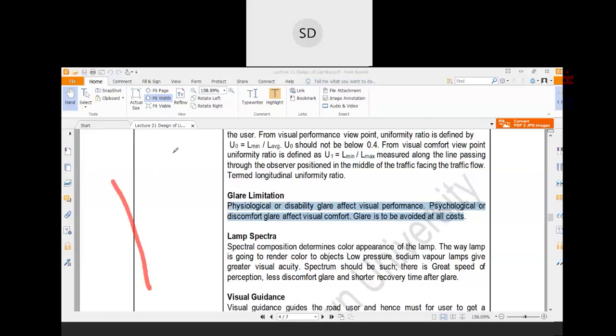First thing is using the dipper. Another thing is, suppose a divider is there. In the divider you install some vegetation, some trees, or you just increase the height of the traffic island or median, so that the light of the vehicle coming from the opposite direction cannot go into the adjoining opposite lane. In this way you can limit the glare on the road surface.